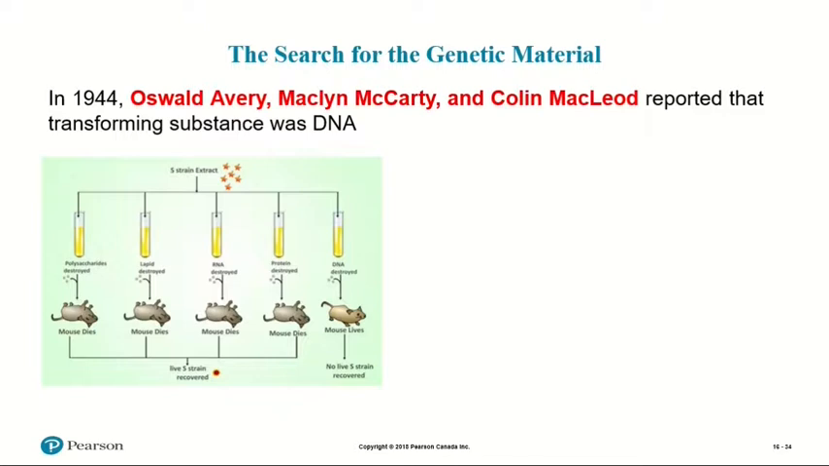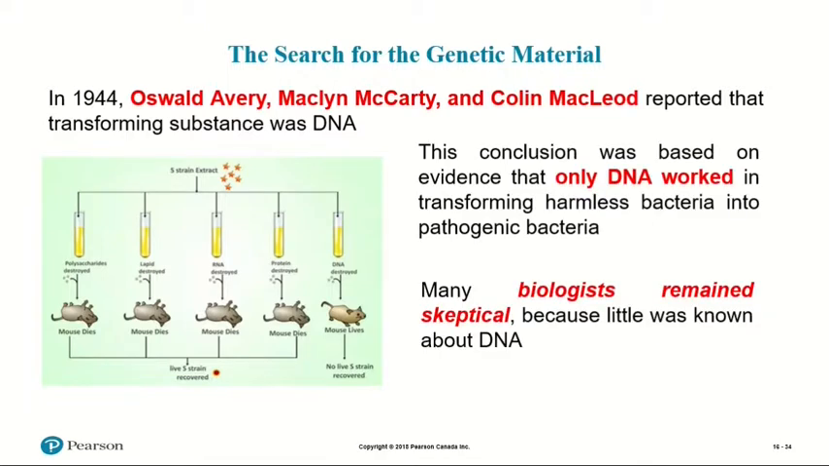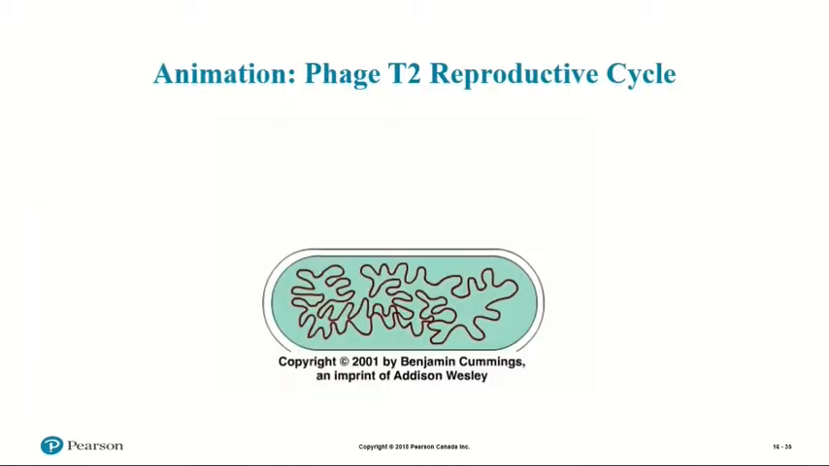So as I said before, we just talked about this very interesting experiment, and although they found that the transforming substance was DNA, many biologists remained skeptical because little was known about DNA. It has been a long time since DNA was discovered, and there have been different lines of evidence showing that DNA was the genetic material. It was very difficult for most of the biologists at that time to consider that it was DNA, not proteins, as I said before, and as we explained in the previous slides.